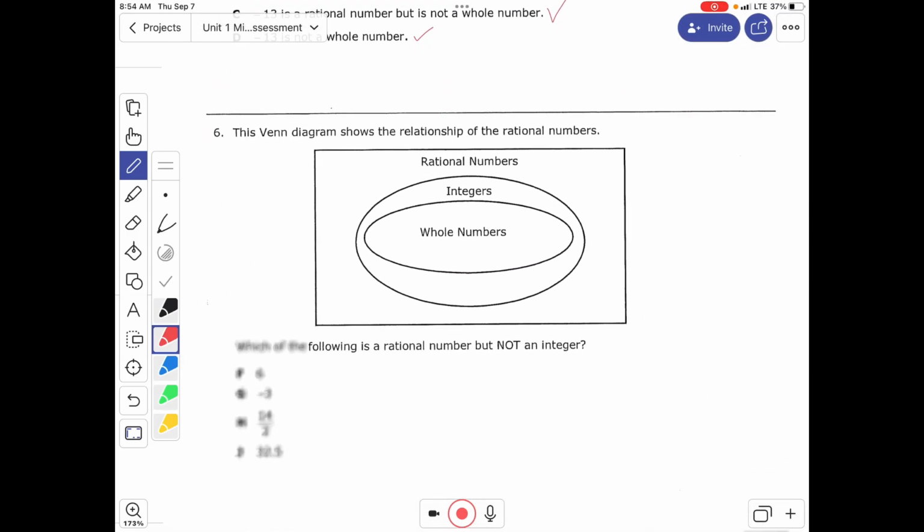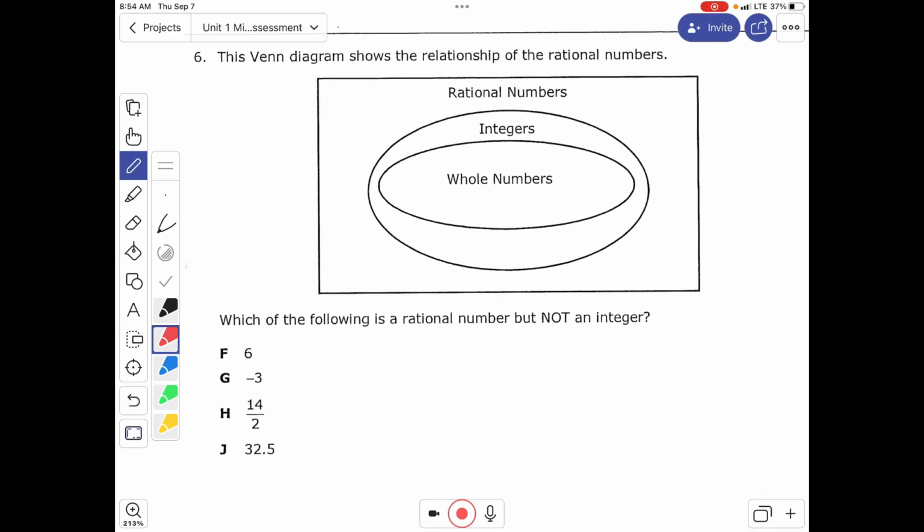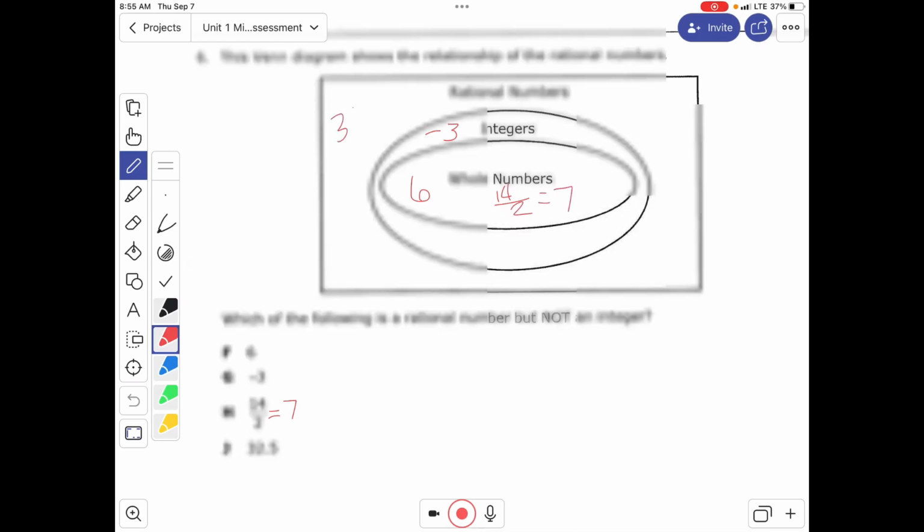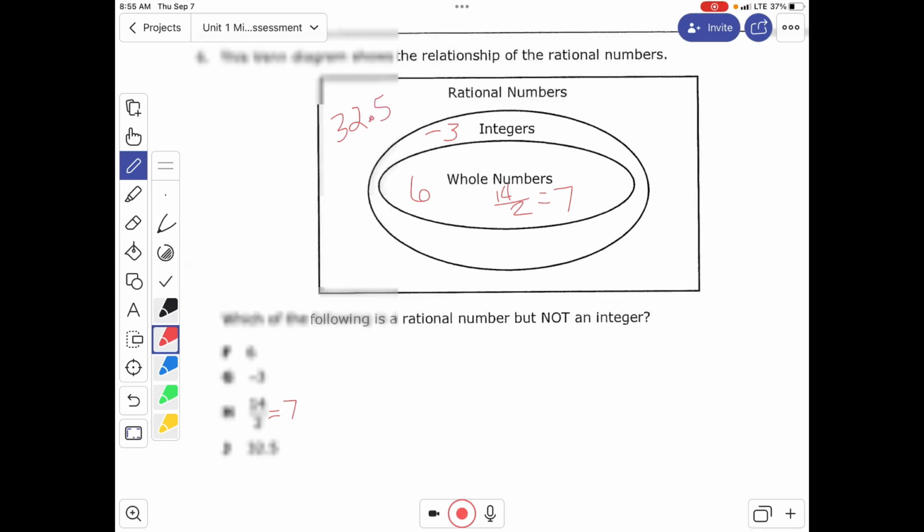Number 6, this Venn diagram shows the relationship of the rational numbers. Which of the following is a rational number but not an integer? So we're going to put these numbers into our Venn diagram. 6 is a whole number. -3 is an integer. 14 divided by 2 is 7, so 7 would be a whole number. That's a whole number. And 32.5, any decimal or fraction goes on the outside. So which one is not an integer? The only one outside of integers is 32.5.